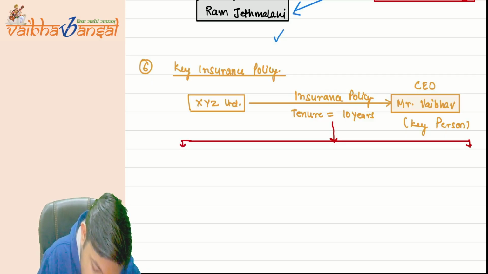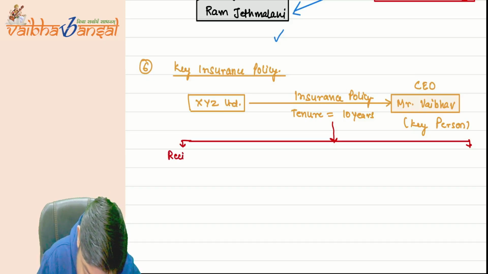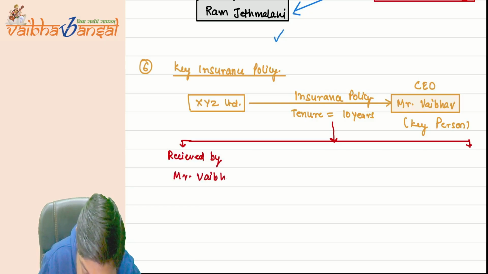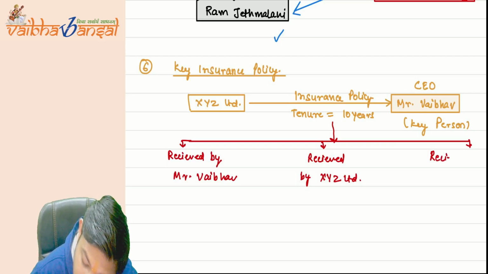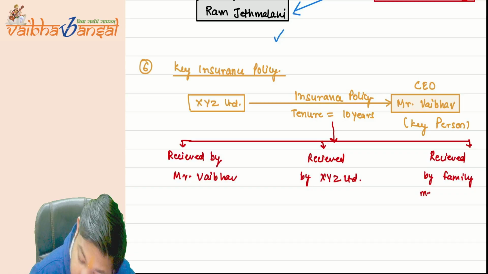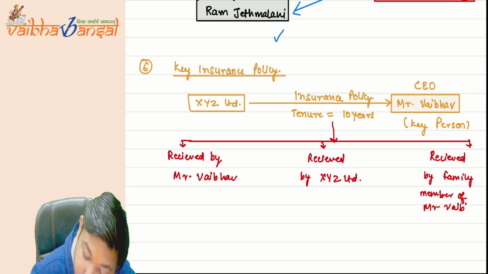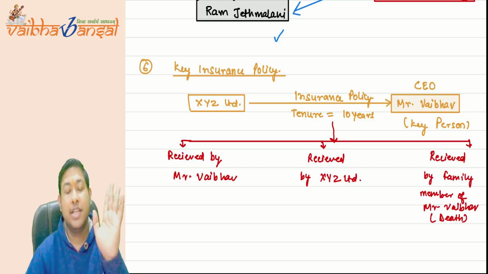The policy may be received by Mr. Weber, received by XYZ Limited, or received by the family members of Mr. Weber in case of death. These are the three possibilities.